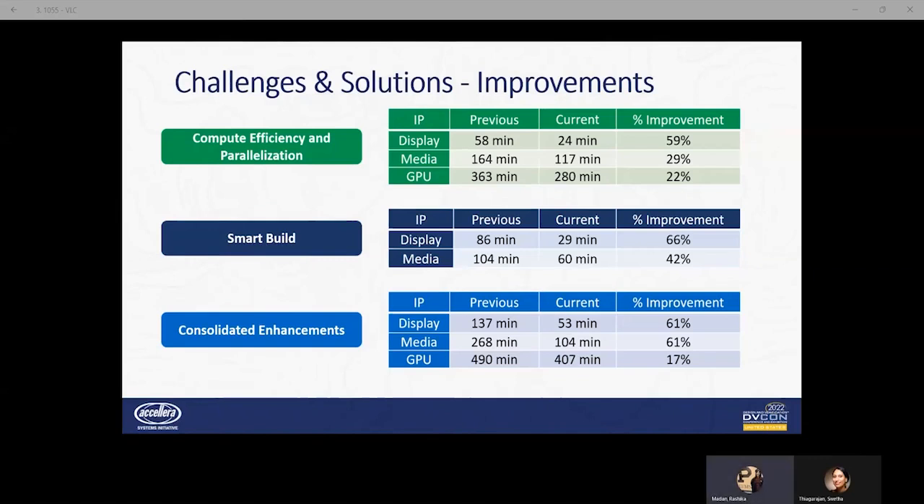Lastly, we can see the consolidated turnaround time improvement because of all the enhancements combined. As expected, GPU turnaround time saw least overall improvement because of lesser scope of parallelization and compiler dependencies, whereas display and media delivered promising results.